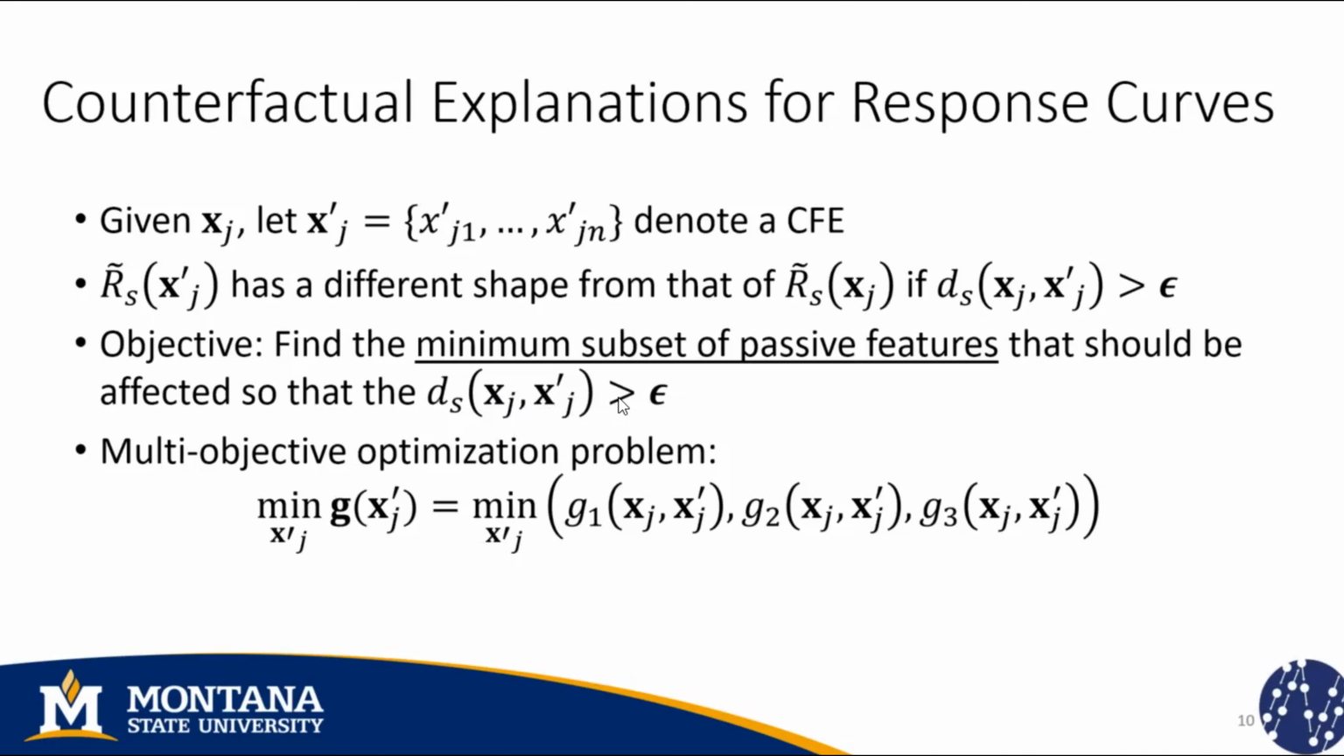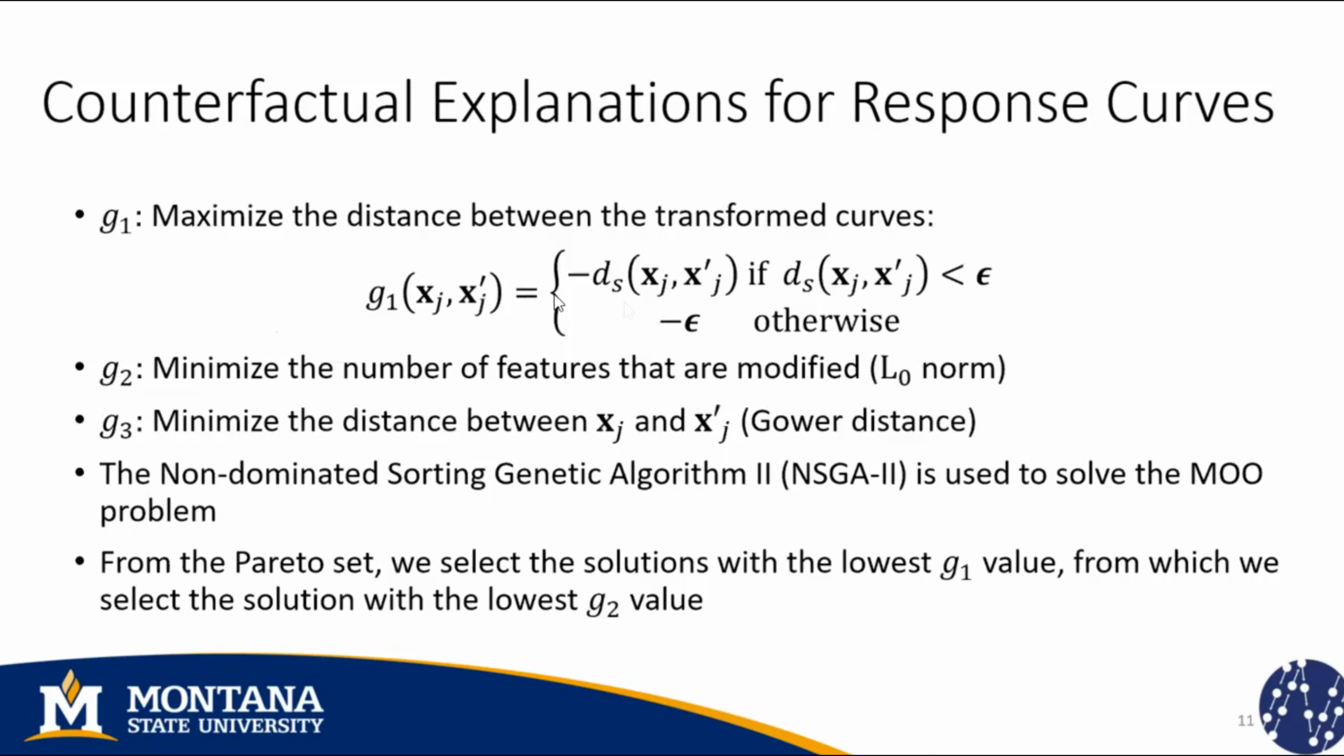This can be cast as a multi-objective optimization problem that minimizes 3 functions. So function g1 maximizes the distance between the transform curves, but its value is truncated when the distance is greater than epsilon. G2 minimizes the number of features that are modified, and this is calculated using the L0 norm between x and x prime. G3 minimizes the distance between x and x prime by using the Gower distance, because it's possible that we have to deal with continuous, discrete, and categorical variables at the same time. Then we use the non-dominated sorting genetic algorithm 2, or NSGA2, to solve the optimization problem.